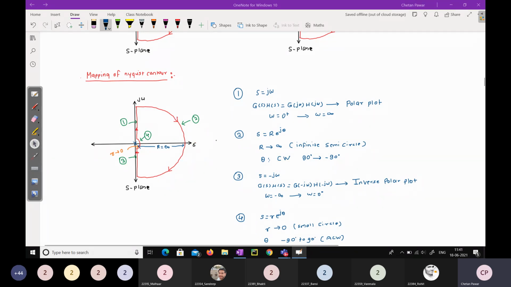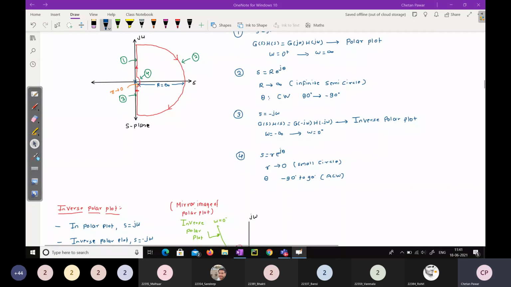Let us see the third region. The third region is S equal to minus j omega, that is, omega from minus infinity to 0, a straight line. If you replace S with minus j omega in the open loop transfer function and vary omega from minus infinity to 0, that will be the inverse polar plot. Why it is the inverse polar plot, we will see.